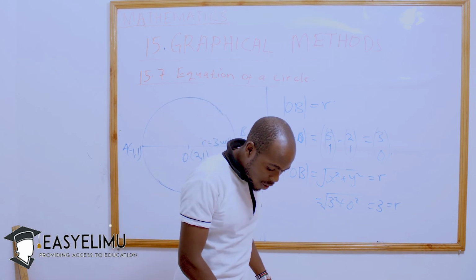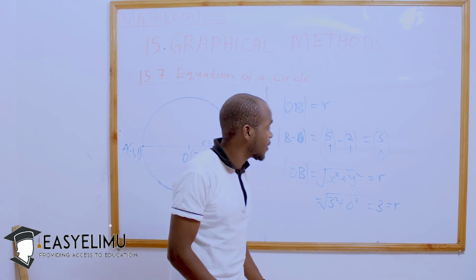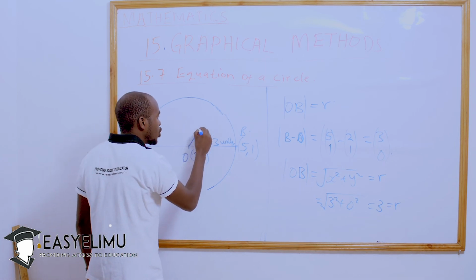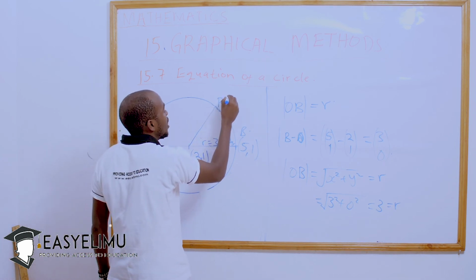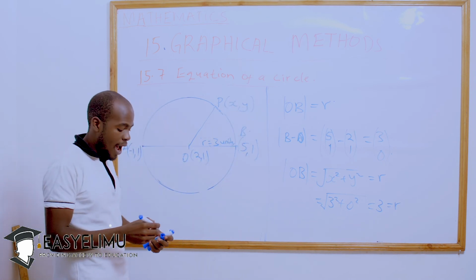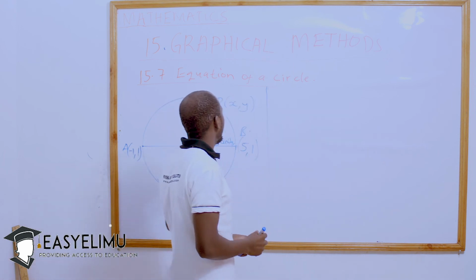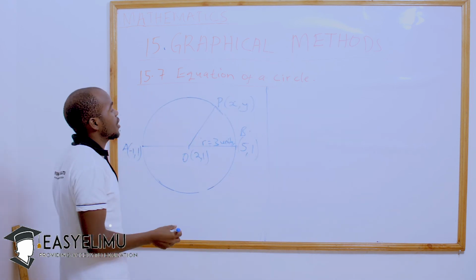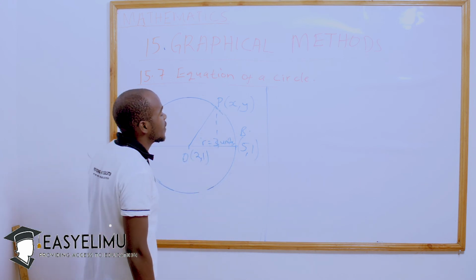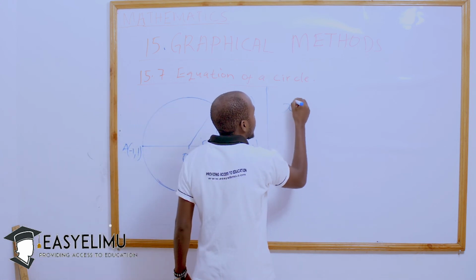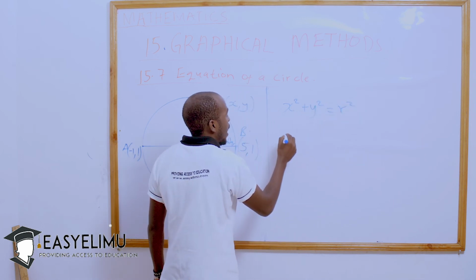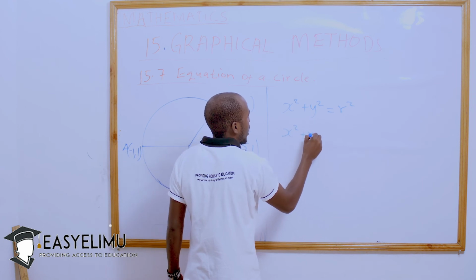So we were told also to find the equation of the circle. To find the equation of the circle, we shall introduce another point on the circle, like P, with coordinates x, y, which are unknown. Now to find the equation of that circle, if it is in 2 dimensions, we said we shall take x squared plus y squared is equal to r squared. And now we are having x squared plus y squared.